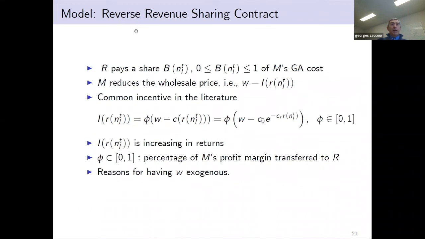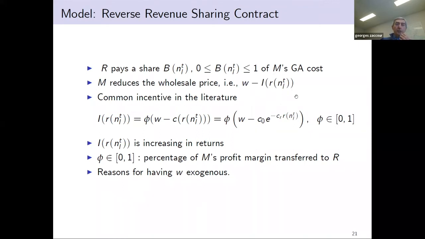In the case where we have reverse revenue sharing, let me denote by B at node NT the share of the green activities cost that is paid for by the retailer, and B is between 0 and 1. Now, as the retailer is participating in the green activity cost as a good gesture, the manufacturer is reducing the wholesale price, and the reduction is given by this. It's W minus this incentive function that depends on the return.